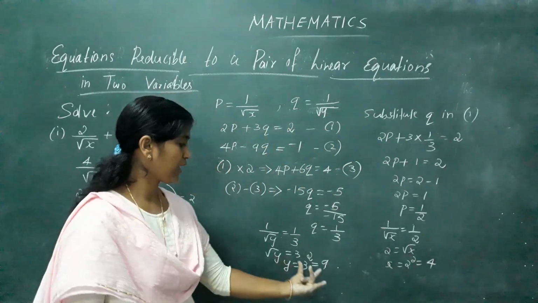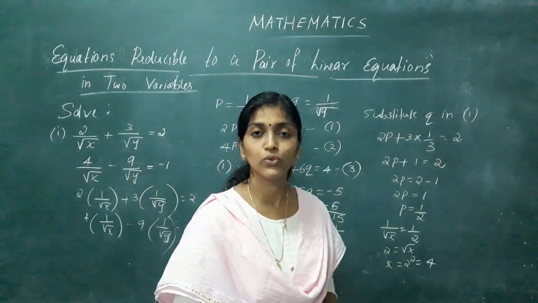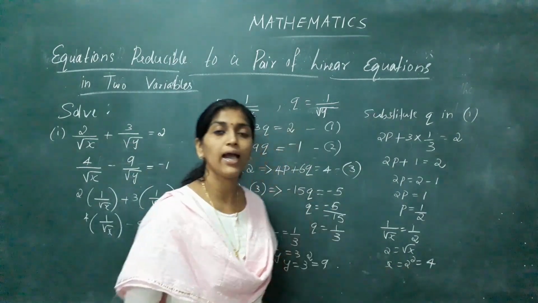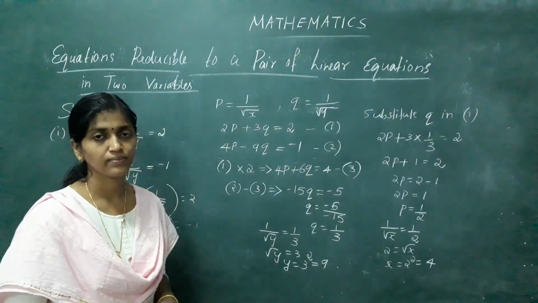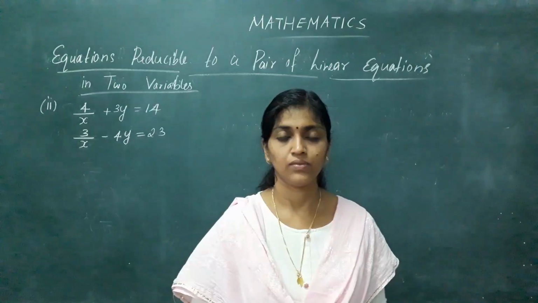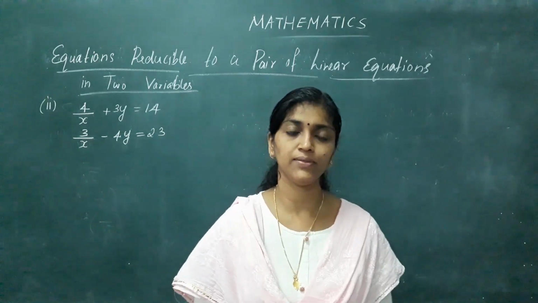So y is equal to 9 and x is equal to 4. So the solution is x is equal to 4 and y is equal to 9. I think it's clear. We will see our next type of question.